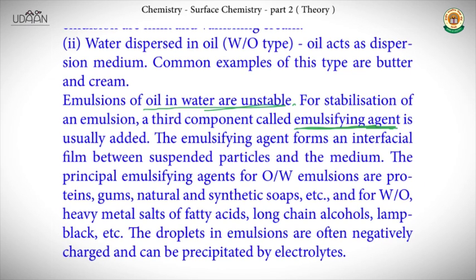For example, emulsifying agents like proteins, gums, and natural and synthetic soaps are used for oil in water emulsions, and for water in oil emulsions, heavy metal salts, fatty acids, long chain alcohols, lamp black, etc. are the emulsifying agents. The droplets in emulsions are often negatively charged and can be precipitated by electrolytes.